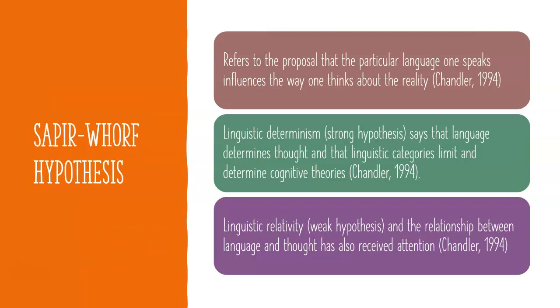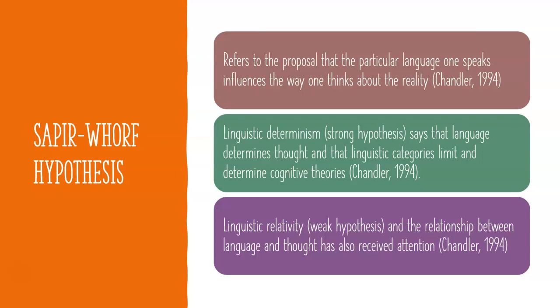Now, the Sapir-Whorf hypothesis. This hypothesis refers to the proposal that the particular language one speaks influences the way one thinks about reality. And this is by Chandler, 1994. Linguistic determinism. It talks about two of them. One is the strong hypothesis and the other one is the weak hypothesis. Linguistic determinism is the strong hypothesis, and it says that language determines thought and that linguistic categories limit and determine cognitive theories. This hypothesis doesn't have a whole lot of backup. Now, linguistic relativity does, and it's considered the weak hypothesis, but it's got more support.